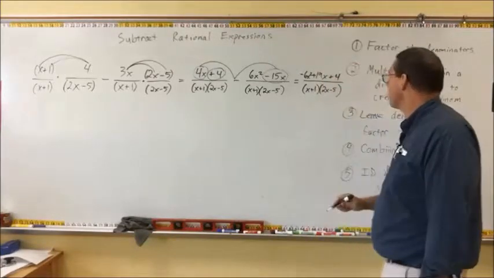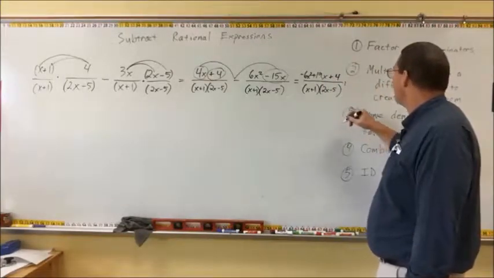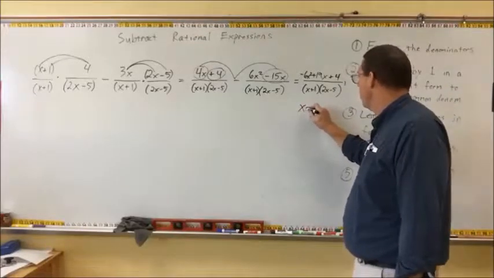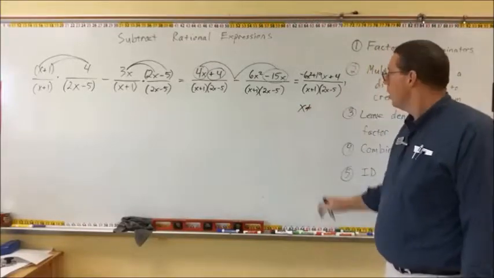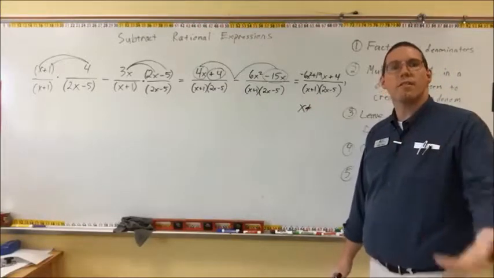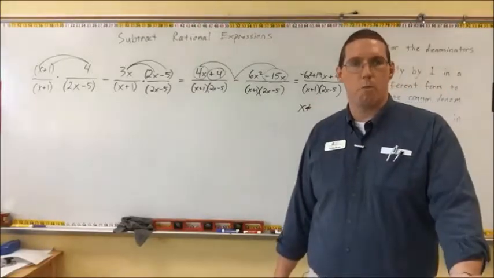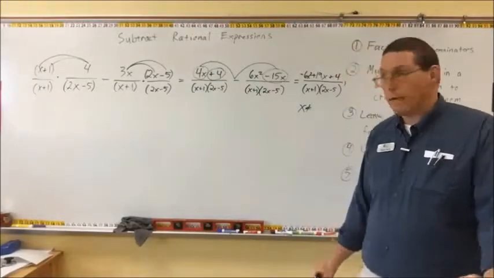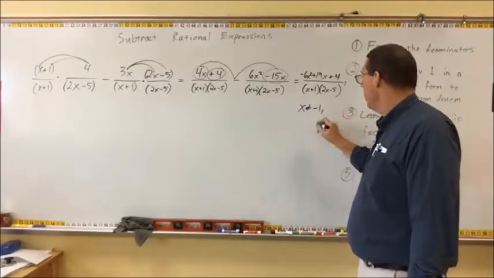And here's my answer, except I have to put in my x cannot equal. What can x not equal? Well, what will make x plus 1 equal 0? What is the 0 of the factor x plus 1? Negative 1. So x cannot equal negative 1.